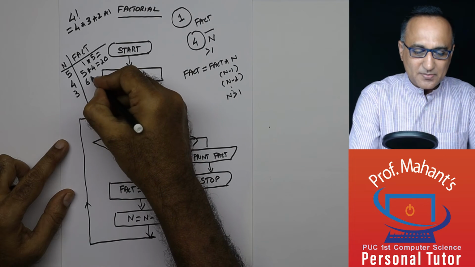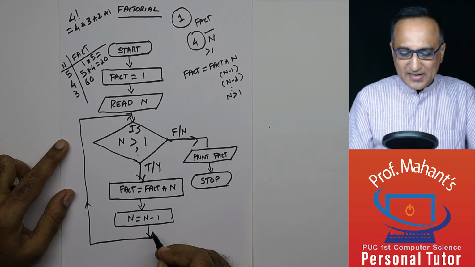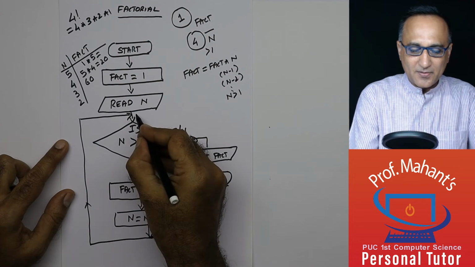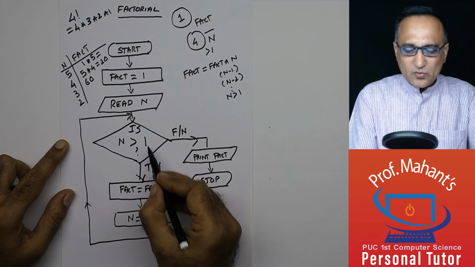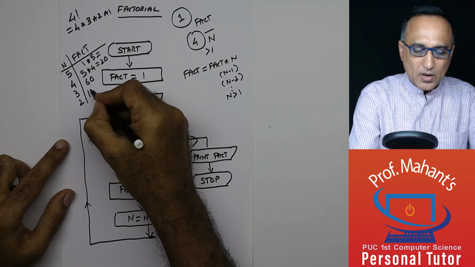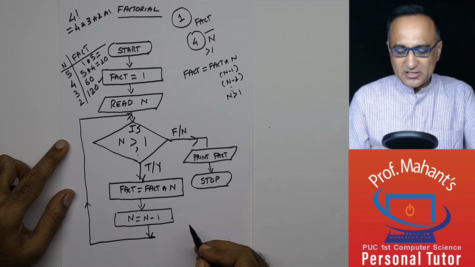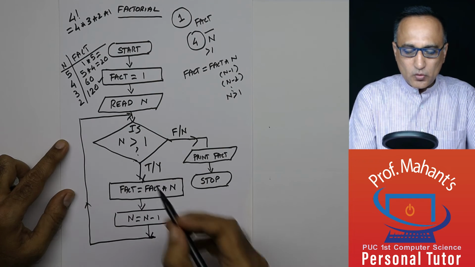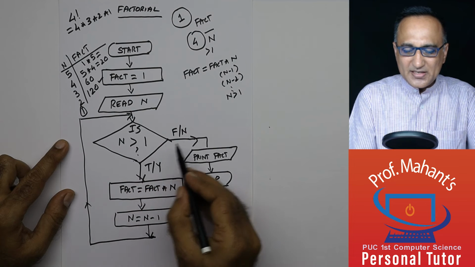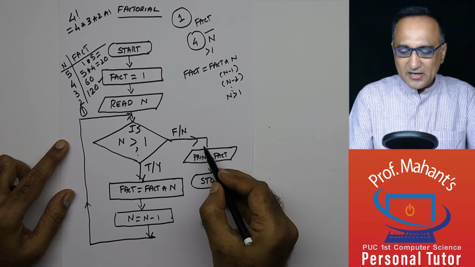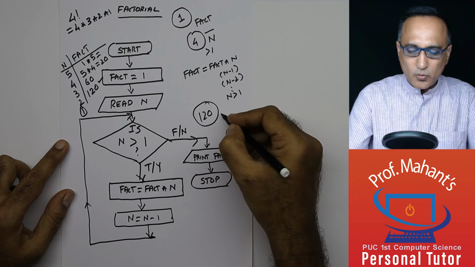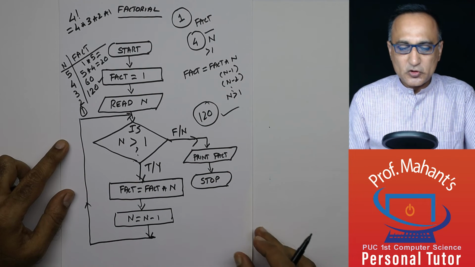So fact becomes 60. n is again reduced by 1. It becomes 2. I go back here. 2 is greater than 1 is true. Fact is 60 into 2, which is 120, my last number. n is 2. 2 minus 1, it becomes 1. 1 is greater than 1 is false. So I am printing fact. It will print 120 on your output screen and then stop.